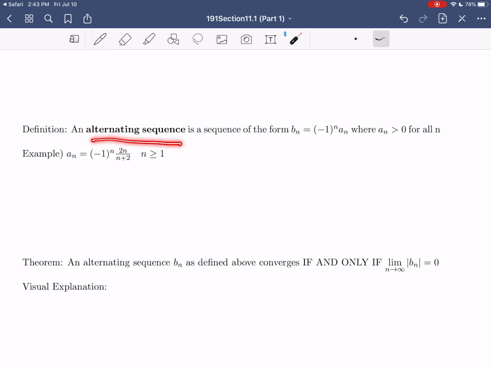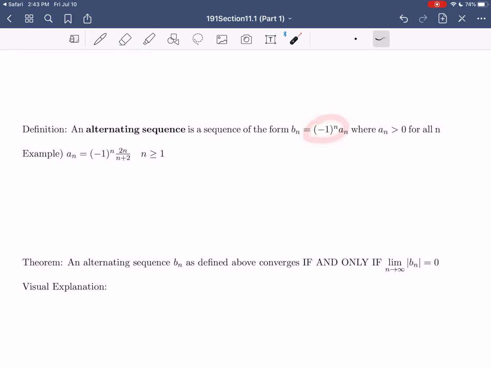So an alternating sequence is a sequence of the form b sub n equals (-1)^n times a sub n, where the a sub n is always greater than 0 for all n. So in other words, b sub n is made up of a (-1)^n component, which is often referenced as the alternating piece, and then an a sub n, where the a sub n is always positive. So it's got this alternating piece and an always positive piece that are multiplied together.